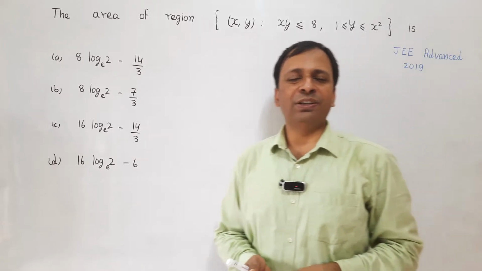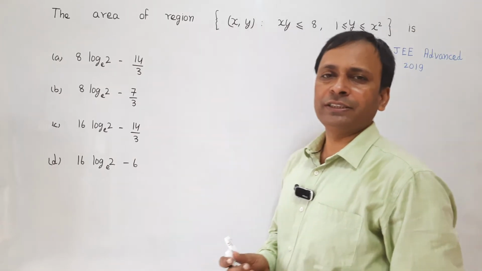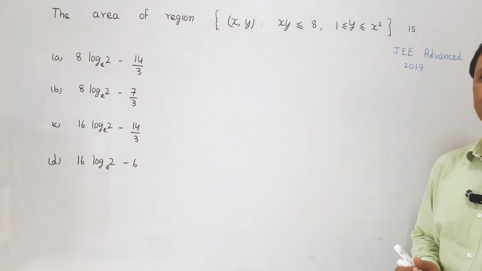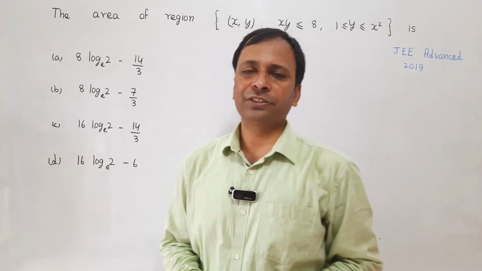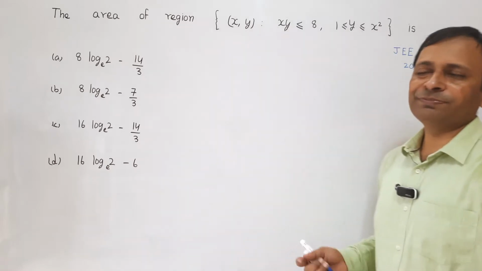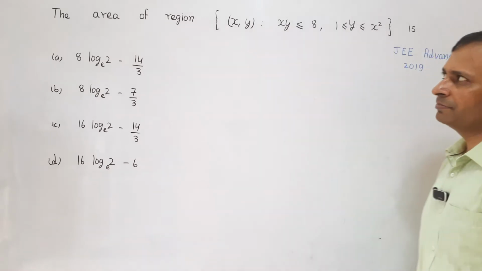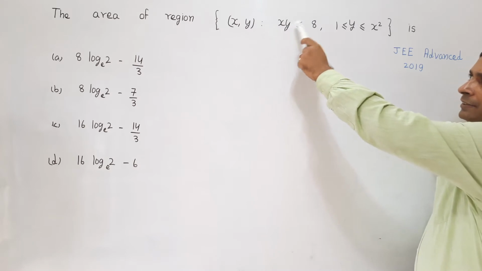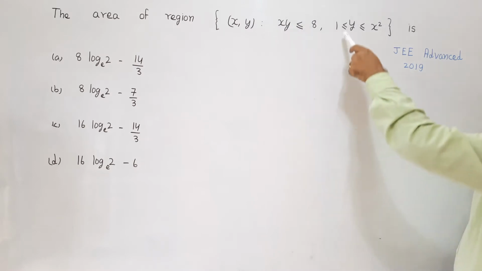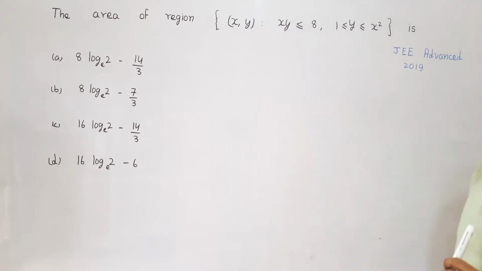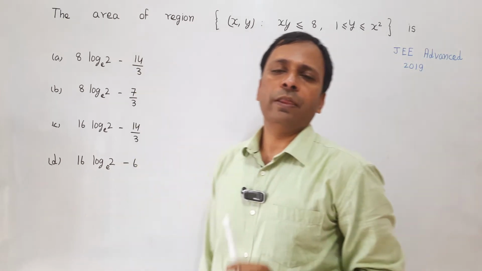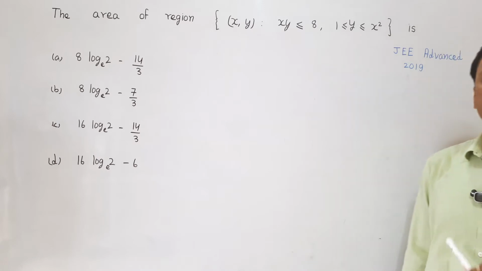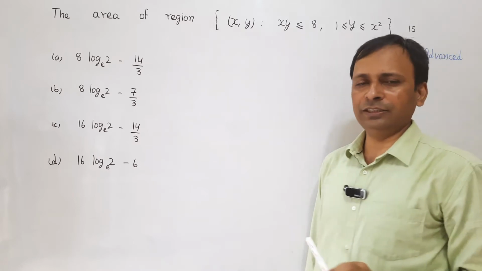Now let's take this problem which has come in JEE Advanced 2019 paper based on application of integrals. The question is: the area of the region xy less than or equal to 8 and y between 1 and x square is, and we have been given these four options. We have to find out which one of the given options is the right answer.